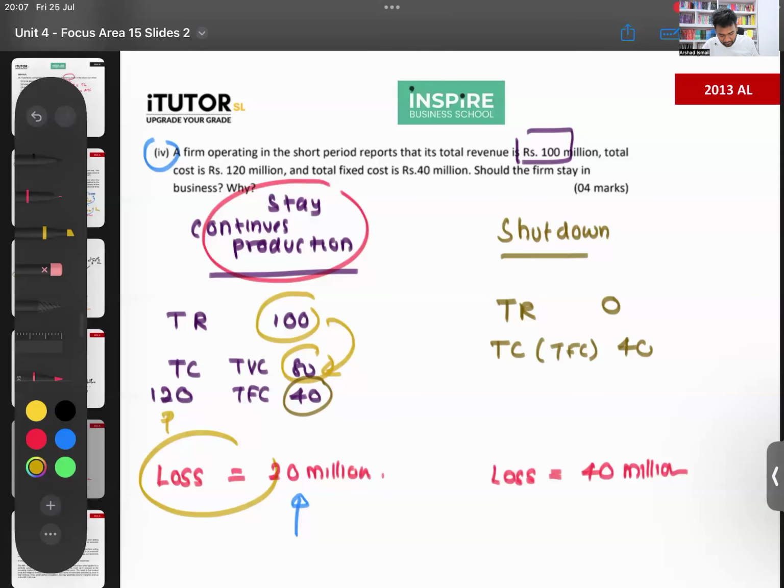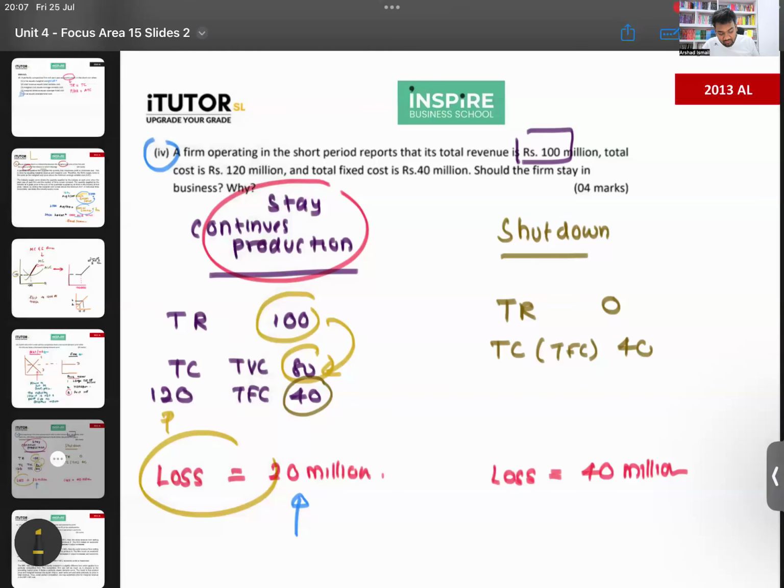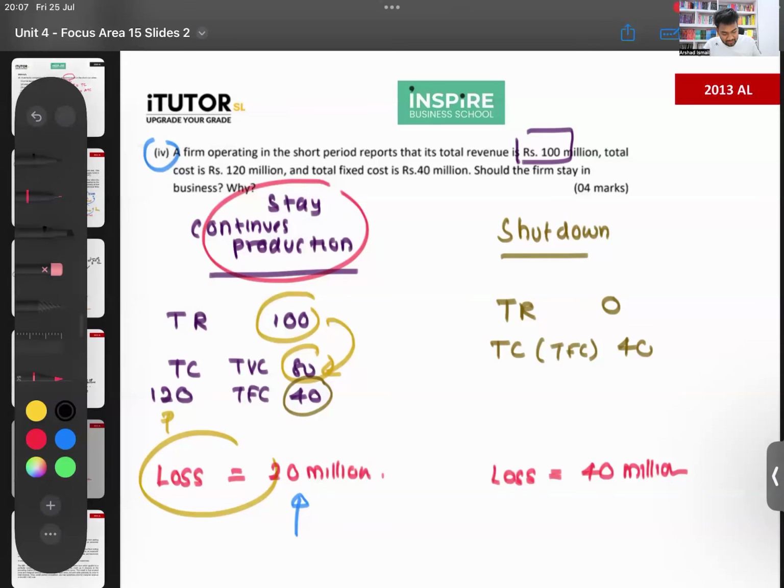This same thing, what if I tell you, now in this same example, revenue is 100, instead of variable cost 80 and fixed cost 40, what if I change this as 110 and 10? Will your answer change then? If total cost is still 120, I didn't change the total cost. I just changed the amount of variable and fixed. If you continue, still you make a loss of 20.